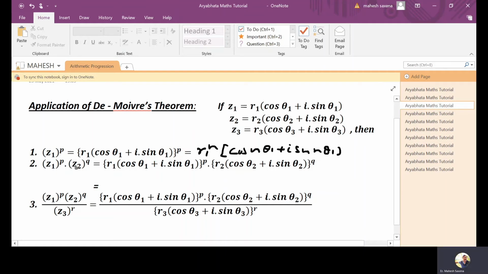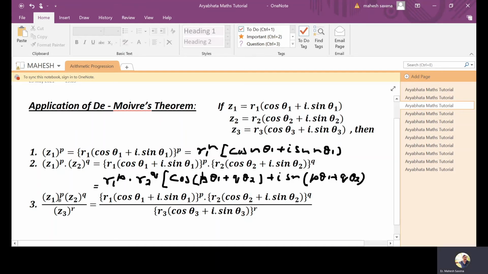Similarly, z1 to the power p and z2 to the power q will equal r1 to the power p into r2 to the power q, cos. This p will be multiplied by theta 1, therefore it will be cos p theta 1 plus q theta 2, plus i sin p theta 1 plus q theta 2.